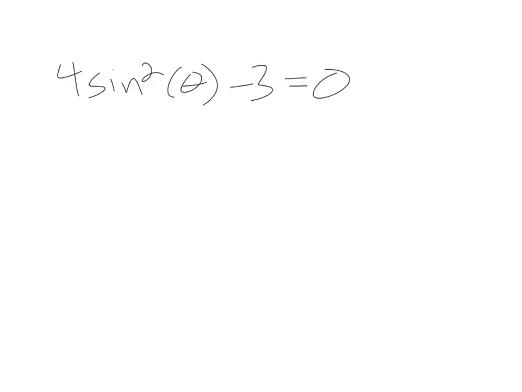All right, so we're going to level up a little bit. 4 sine squared theta minus 3 equals 0. Same instructions, find all solutions for theta. So the first thing to do in these cases is, this might look like something you want to factor, but it really isn't. You just want to isolate the function. You want to isolate sine of theta. So get sine of theta by itself.